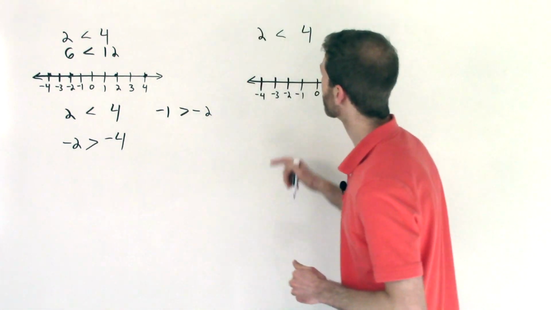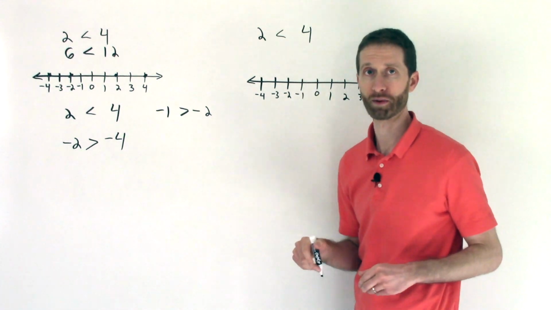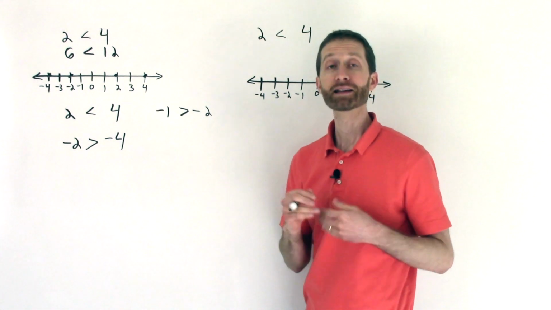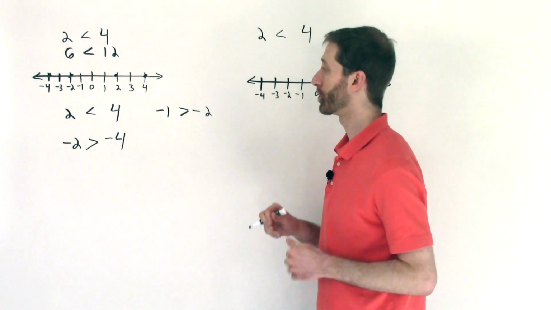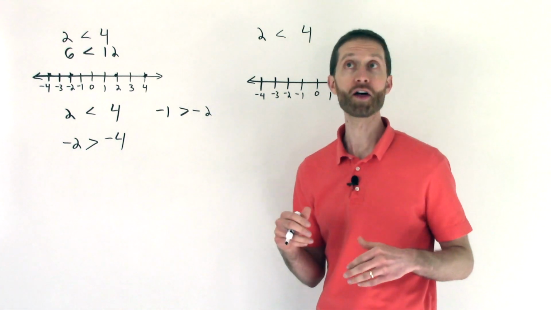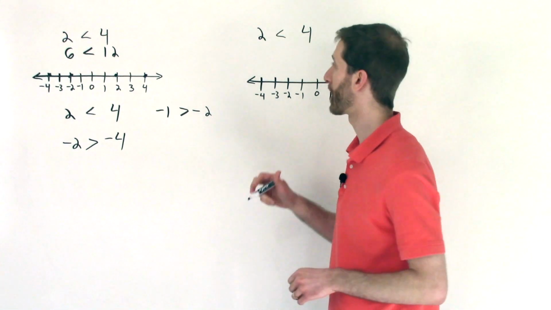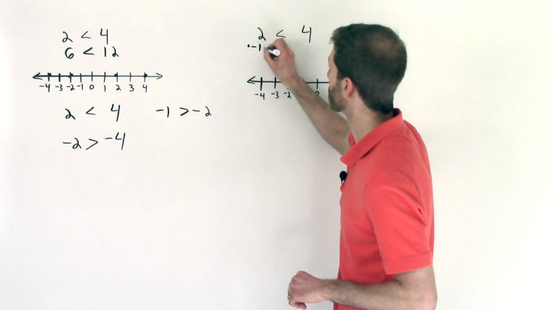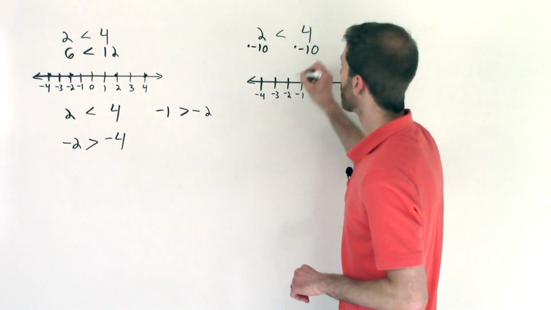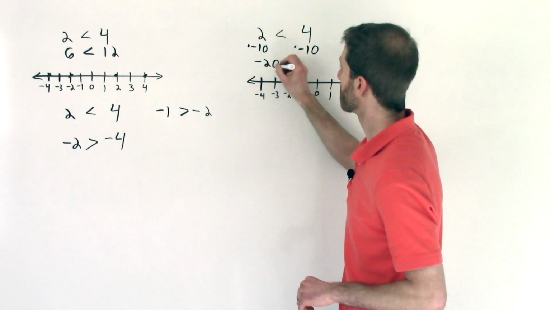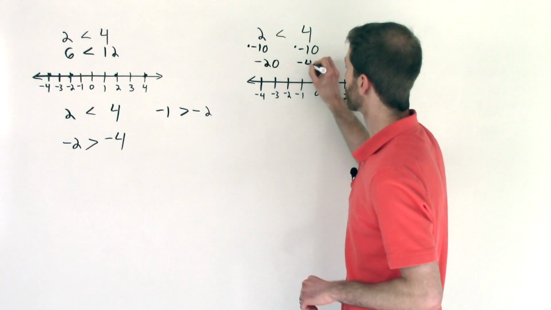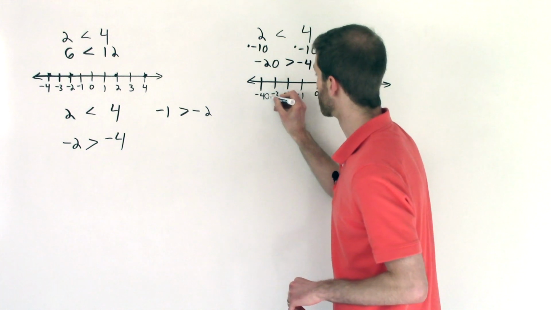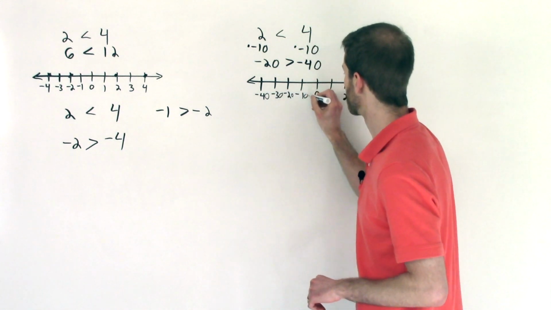I've written out another little example here, just with the number line, to show you that it doesn't really matter which negative number we multiply or divide by. We can also multiply by a negative number other than -1. Let's say I multiply by -10. If I multiply by -10 on both sides, this becomes -20 and this becomes -40, and so -20 is greater than -40. I got lazy and didn't put in the zeros, so I'll put the zeros in here.